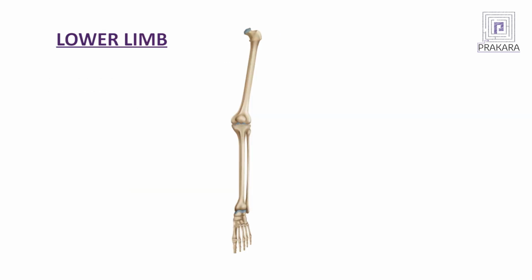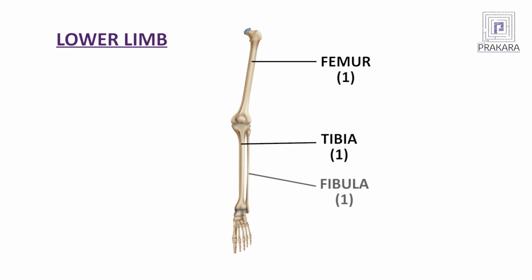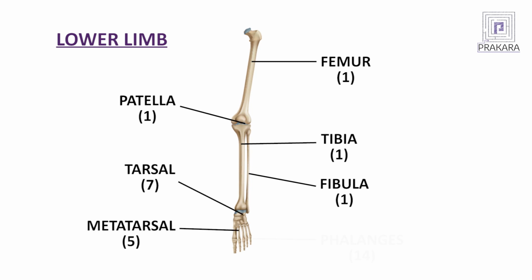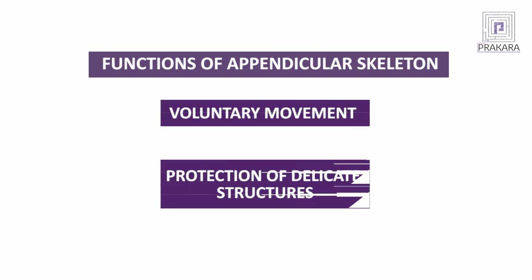The bones of the pelvic girdle are the 2 innominate bones and the sacrum. Then when you go on to the lower limb, each lower limb consists of 1 femur or thigh bone, 1 tibia, the leg bone, 1 fibula, 1 patella or the kneecap, 7 tarsal bones, 5 metatarsal bones, and 14 phalanges in the feet.